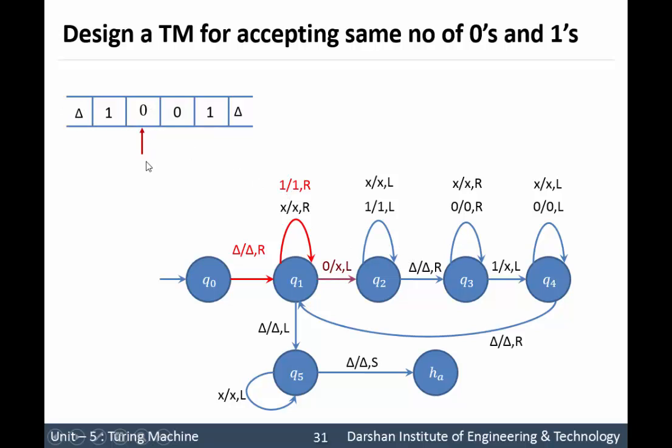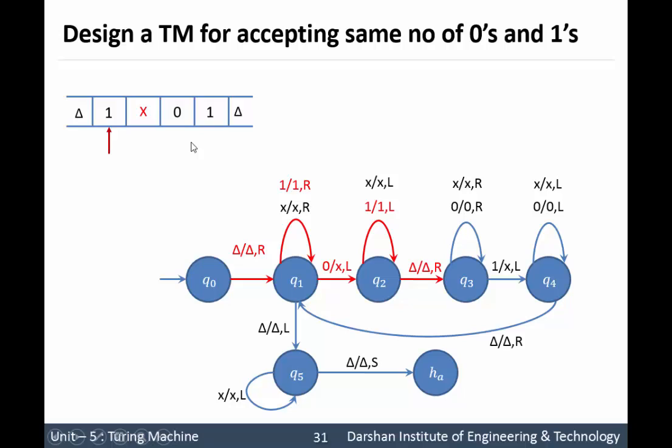So replace 0 by x and move to the left direction. In left direction, we have 1. So we have to bypass this one because we want to reach till our leftmost end of the string. So 1 will be replaced by 1 and move to the left direction. Finally, we have our delta. That means it's the left end of the string.